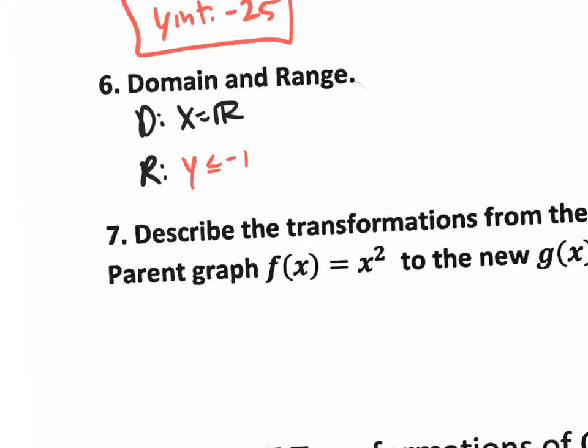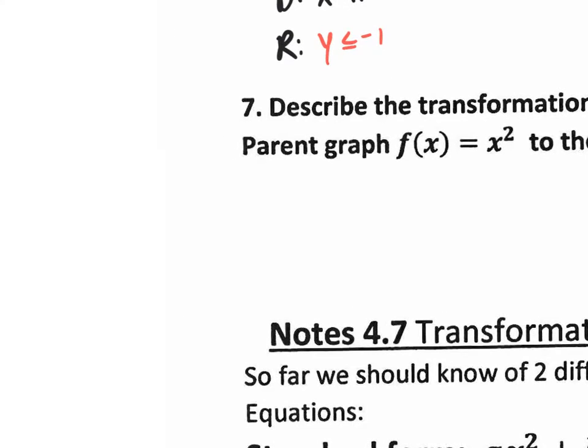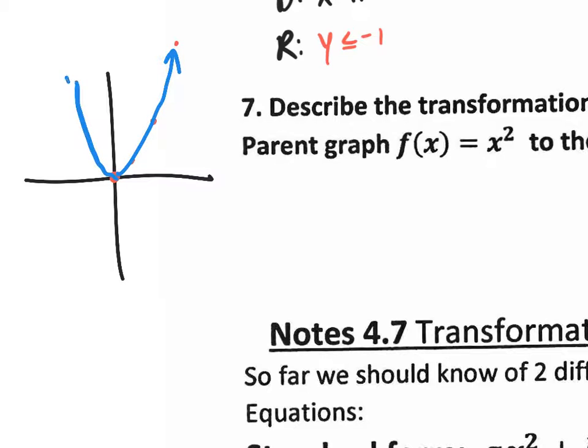And last but not least, number 7, describe the transformations from the original parent graph, f of x equals x squared, to the new g of x function above. So once again, just a little review. A parent graph, your y equals x squared, that's where your vertex is at the origin, and you use a pattern 1, 1, 2, 4, 3, 9, and you end up with this perfect parabola. Well, that's ugly. But anyway, that's your parent graph parabola. Any other parabola comes from this parent graph.